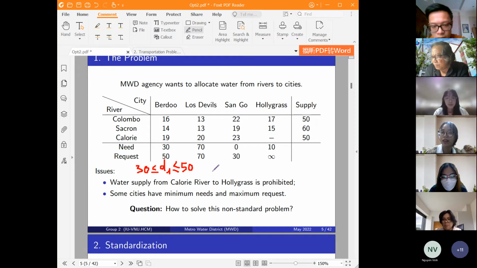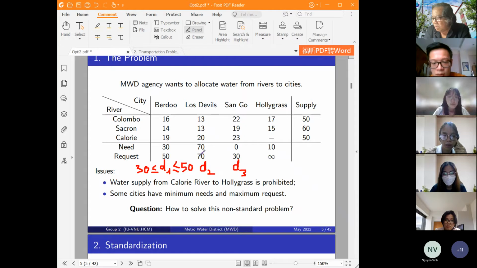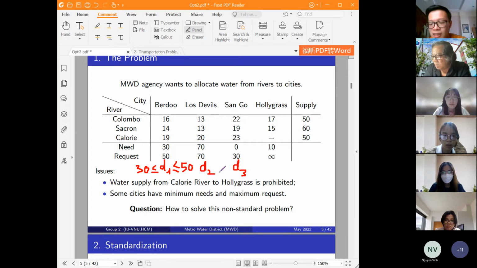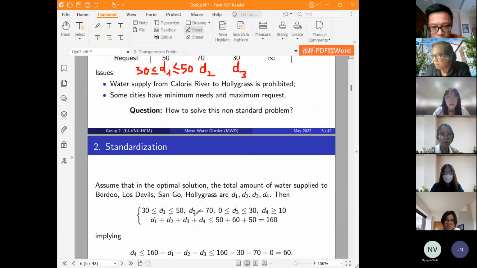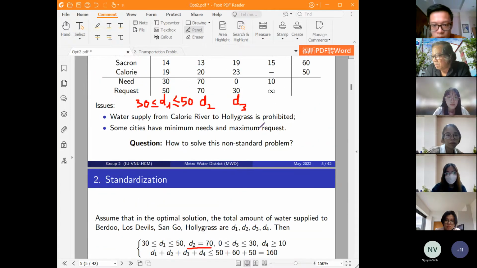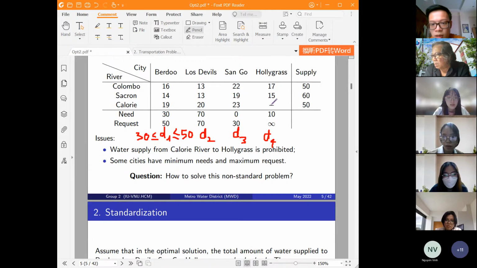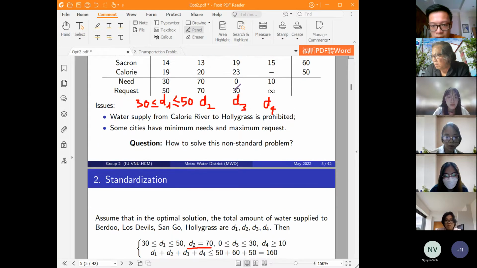Sorry, but is anyone in the class unclear about what D1, D2, D3, and D4 are? So for Lost Devil, D2 is what? D2 is the real amount of water for Lost Devil. It should lie between 70 and 70, so it is exactly 70, as we wrote here. And D3 and D4 are for Sango and Holy Grass, and so they have to satisfy the bounds. So I already wrote here.